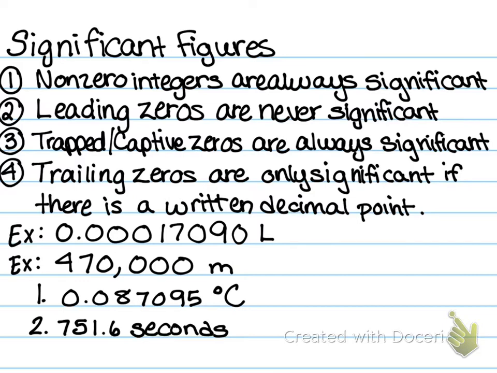The first type, which are non-zero integers, are always significant figures. This could be any of our numbers 1 through 9. The second type, which is never significant, are leading zeros. These are zeros that are before the first digit that's not a zero. So, for example, if we have a number that's less than 1, it will usually have zeros in the front of it, unless it's written in scientific notation.